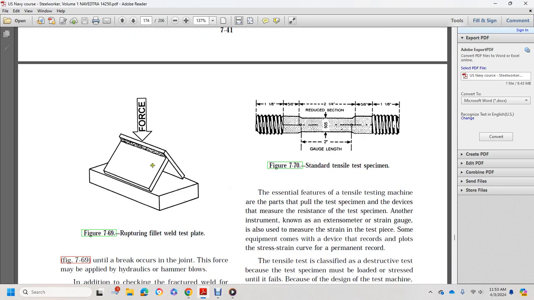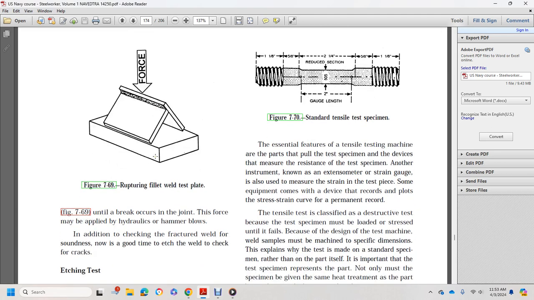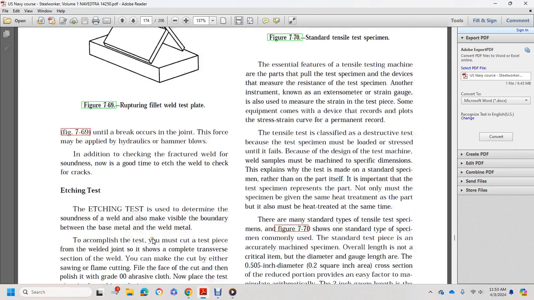Rupturing a fillet weld test, figure 769. The force is applied until the break occurs in the joint. The force may be applied with a hydraulic press or hammer blows. In addition, the fractured weld is checked for soundness. It is good practice to etch each edge of the weld to check for cracks.